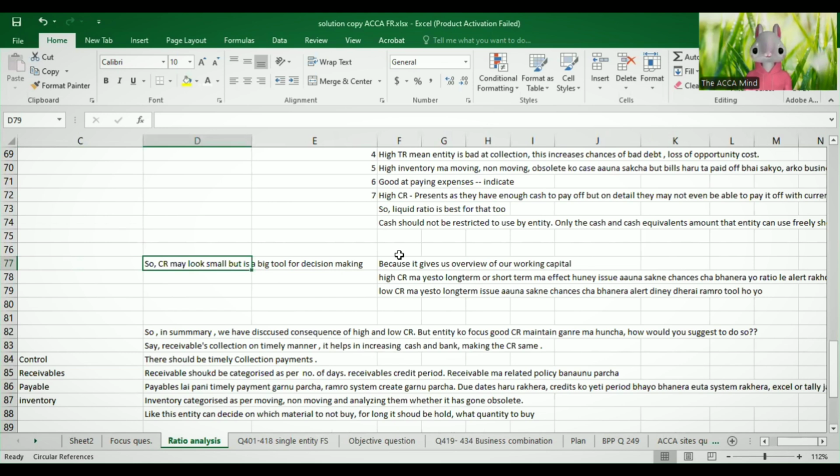So the current ratio may look small but is a big tool for decision making because it gives us an overview of our working capital. A high current ratio alerts to long-term and short-term issues, and a low current ratio also may show the long-term and short-term effects that will happen to the entity.